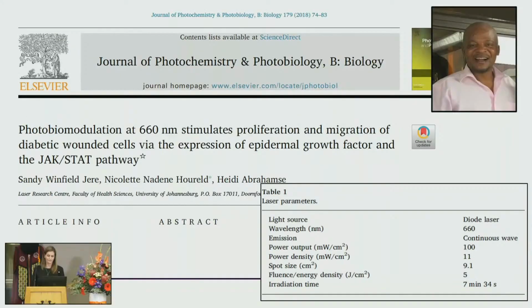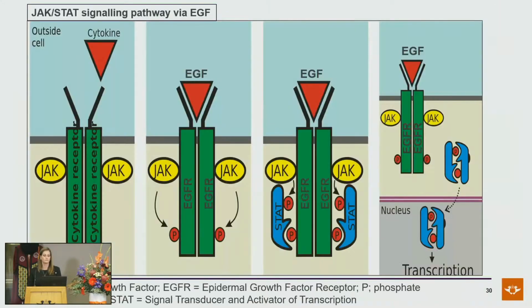We then focused our studies on specific cellular pathways. We knew that PBM could increase cell migration, proliferation and viability, but we weren't sure what cellular pathways were involved in this. The first pathway we looked at was the JAK-STAT pathway, which was done at 660 nanometers with 5 joules. Before we get into the results of the study, I need to briefly explain what JAK-STAT is and how it works in response to epidermal growth factor, or EGF.